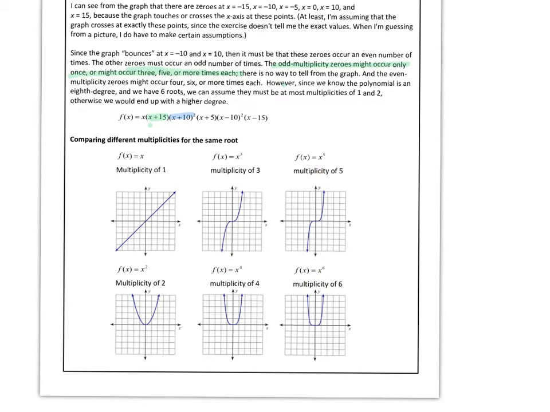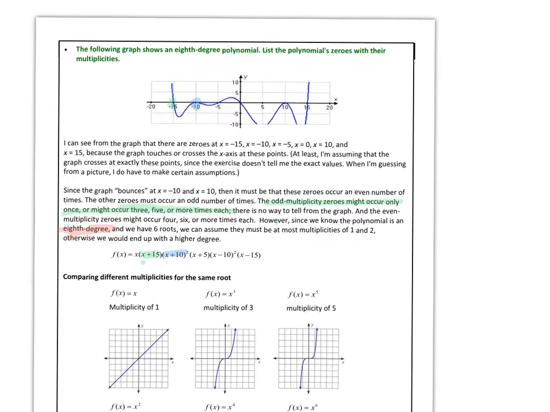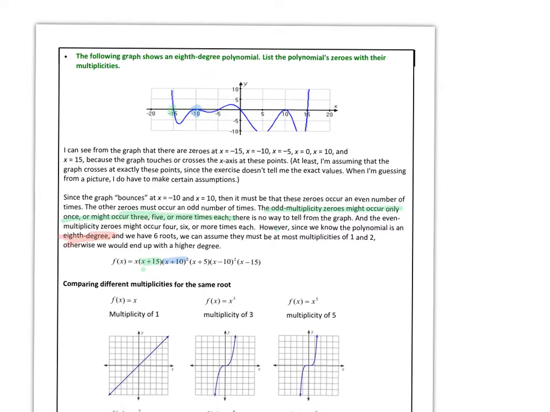Take another look at this example up here. It says specifically that we have an 8th degree polynomial. Now that I know it has to be 8th degree, if I go with the minimums of 1, 1, 2, 1, 2, 1, and you add those up, you end up with 8.